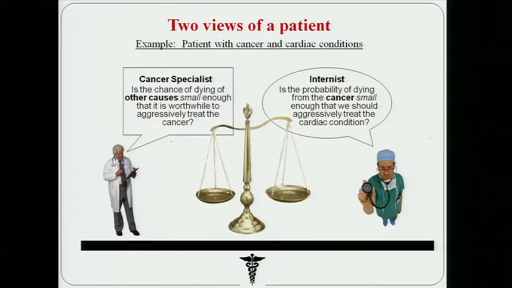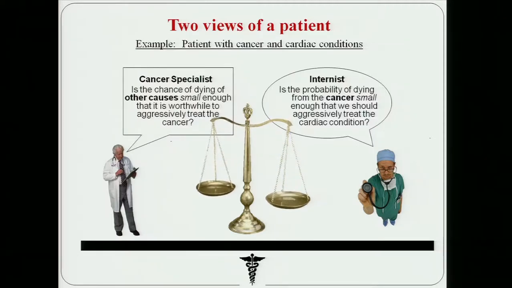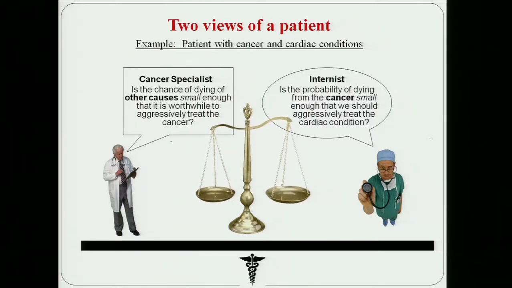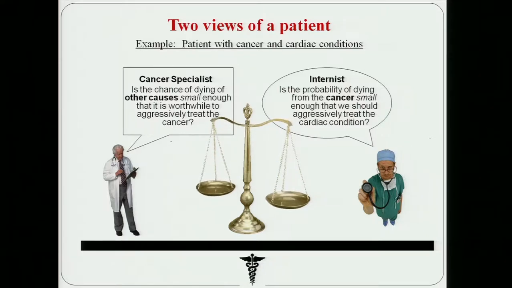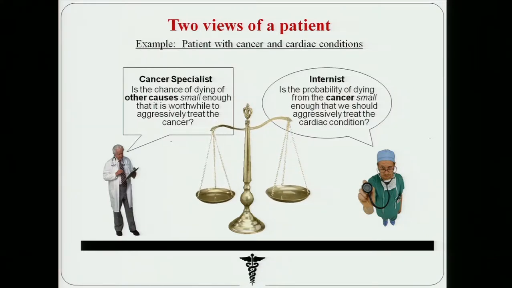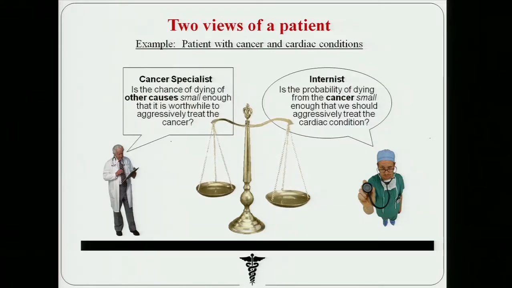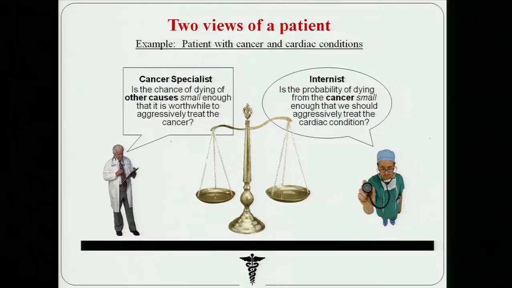And the internist may ask, well, is the probability of dying from the cancer small enough that we should aggressively treat the cardiac condition? Now, the oncologist may understand the prognosis in respect to cancer, and the internist may understand prognosis in respect to other cause of existing conditions prior to diagnosis. But we need to put the two together in terms of how long will the cancer patient live, and will they die of cancer or will they die of other causes? Many previously developed tools have focused on the cancer and treated other cause of death as secondary. But for CSQS, we have focused on the individual and the decisions the patient and physician must make.